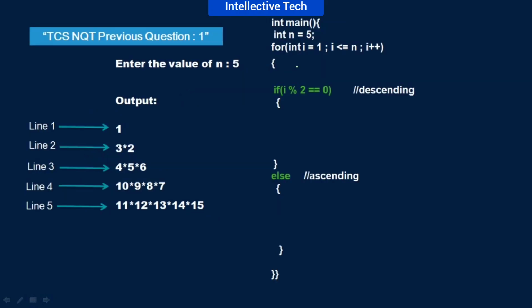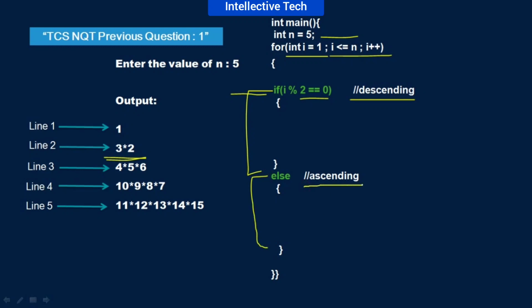Okay, so this is our first step. Here n equals 5. First of all we will iterate a loop from int i equal to 1 to 5. In every iteration we will check if i modulo 2 is equal to 0. That means if i is even, then we will print the numbers in descending order separated with a star. Here you can see in the pattern, if the i value is 2, then we will print 3 star 2 in descending order. If this condition is false, then we will come to the else block. Here we will print the numbers in ascending order separated with stars.